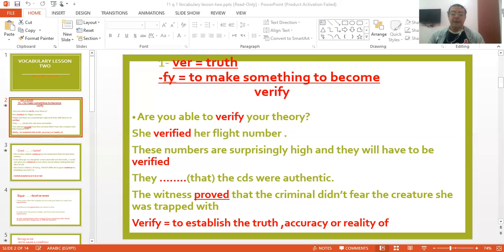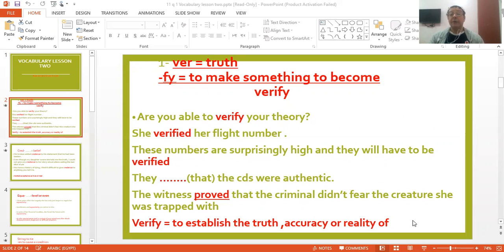All right. The first word I'd like to share with you is the word verify. Ver means truth, and fi means to make something come to be, to happen, to cause something to happen. So the word verify means to establish the truth or reality of something. Let's put the word verify in certain sentences to know how it is used.